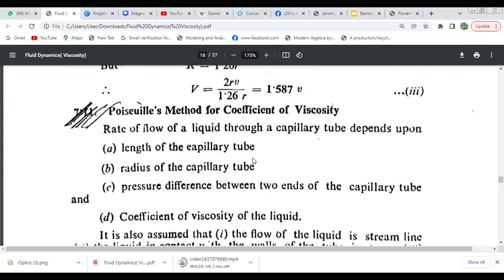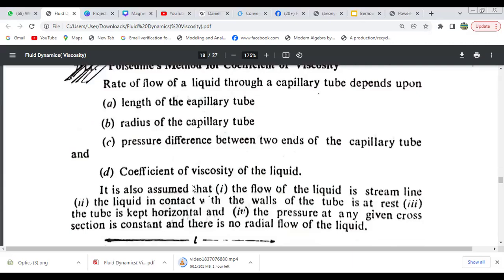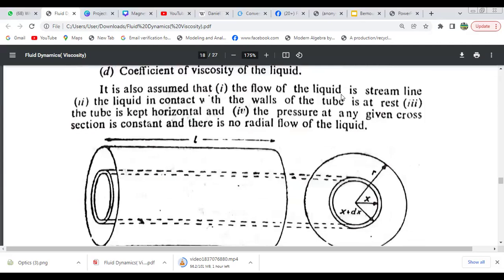Now Poiseuille's method for coefficient of viscosity. Rate of flow of liquid through a capillary tube depends upon the length of the capillary tube, radius of the capillary tube, and pressure difference between two ends of the capillary tube, so the coefficient of viscosity of the liquid. It is also assumed that the flow of liquid is streamline and the liquid in contact with the walls of the tube is at rest. And the tube is kept horizontal. And fourthly, the pressure at any given cross section is constant, and there is no radial flow of liquid.